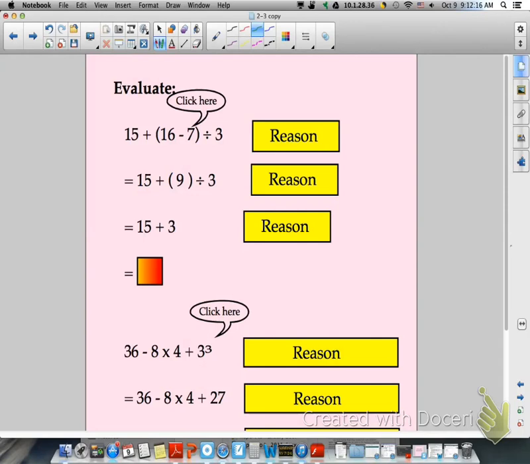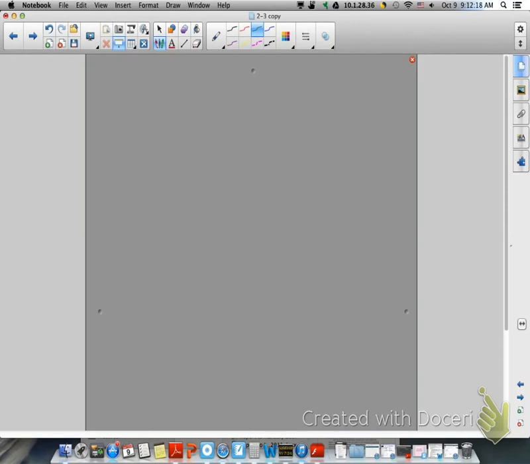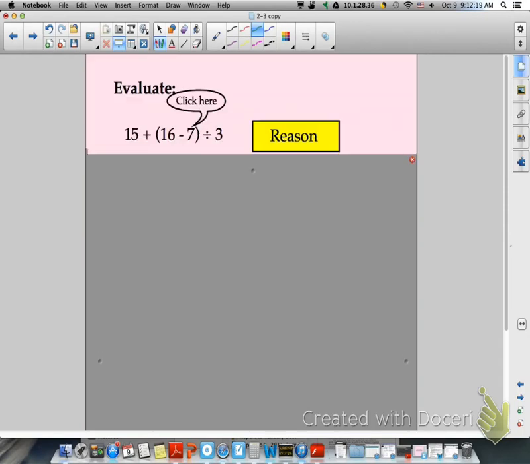Okay. Now I have an expression here: 15 plus quantity 16 minus 7 divided by 3. Now, can someone name all the operations in this expression?